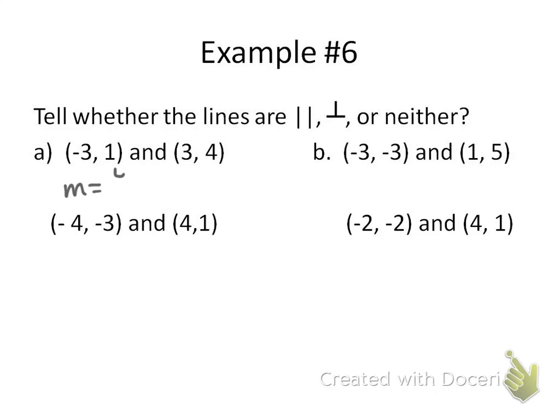So I will just subtract my y's, subtract my x's. Be careful with your signs. On the bottom, you have 3 minus negative 3. So on the top, I get 3. On the bottom, I get 6. The first one has a slope of a half. Questions?